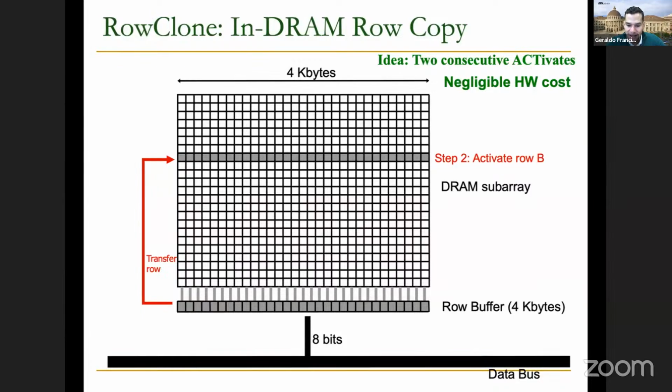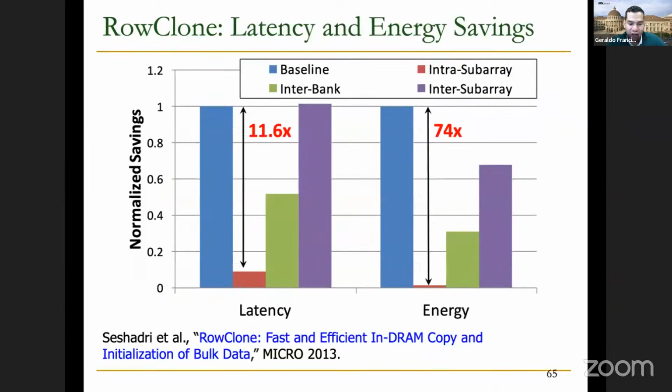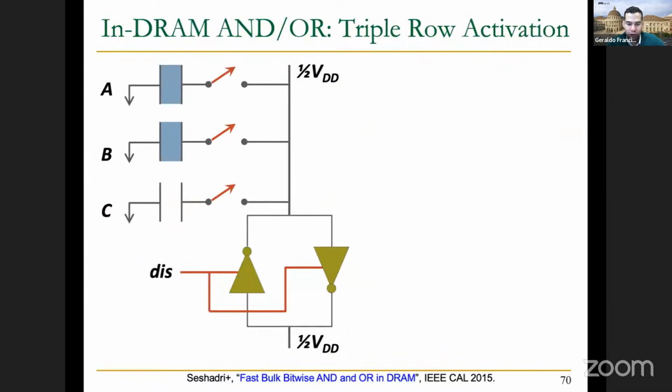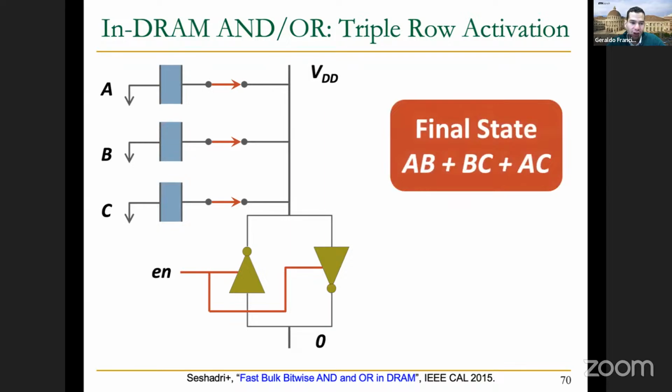And this provides us quite significant energy and performance savings. Another thing that we can do by following such an approach, by issuing multiple activations to the DRAM chip, is in-DRAM NOR operation. So if we activate 3 DRAM cells at the same time, basically we can do a majority of 3 of the values stored in those 3 DRAM cells prior to the computation.